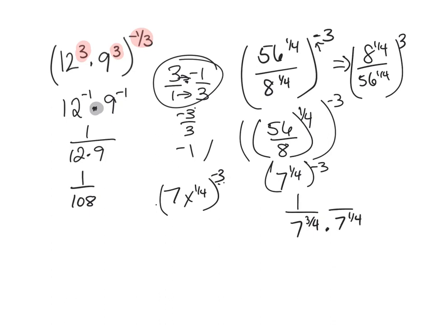Okay, now I get that. Because 3/4 plus 1/4 gives me 1, so my denominator will be just 7 to the 1 power. And then my top would just be 7 to the 1/4, or whatever is on top times 7 to the 1/4. Yeah, that's a nice little trick in there.